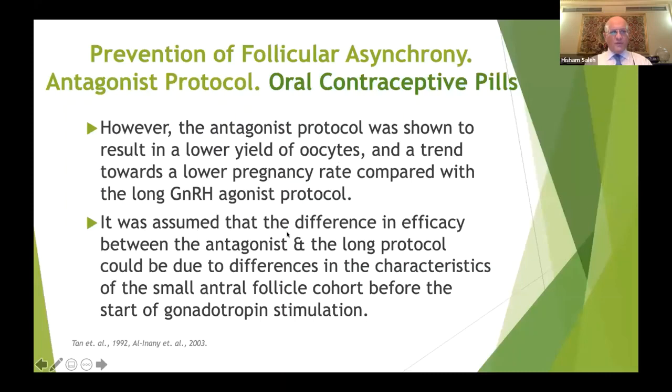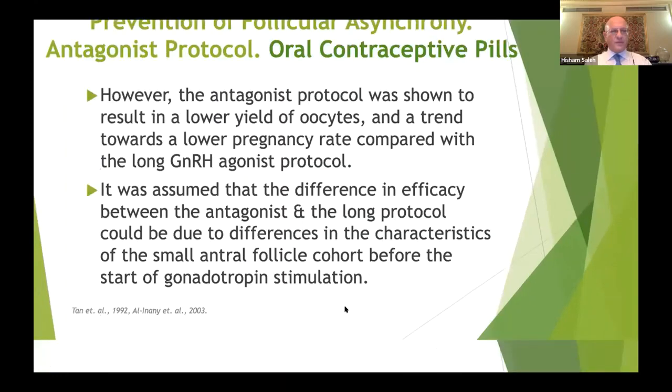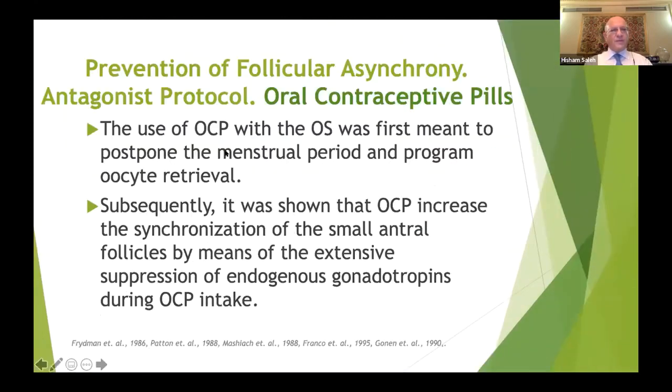It was assumed that the difference in efficiency between the antagonist and the long protocol could be due to differences in the characteristics of the small antral follicle cohort before the start of gonadotropin stimulation. The use of oral contraceptive pills with ovarian stimulation was first meant to postpone the menstrual period and program oocyte retrieval. That was the first use, to do programming.